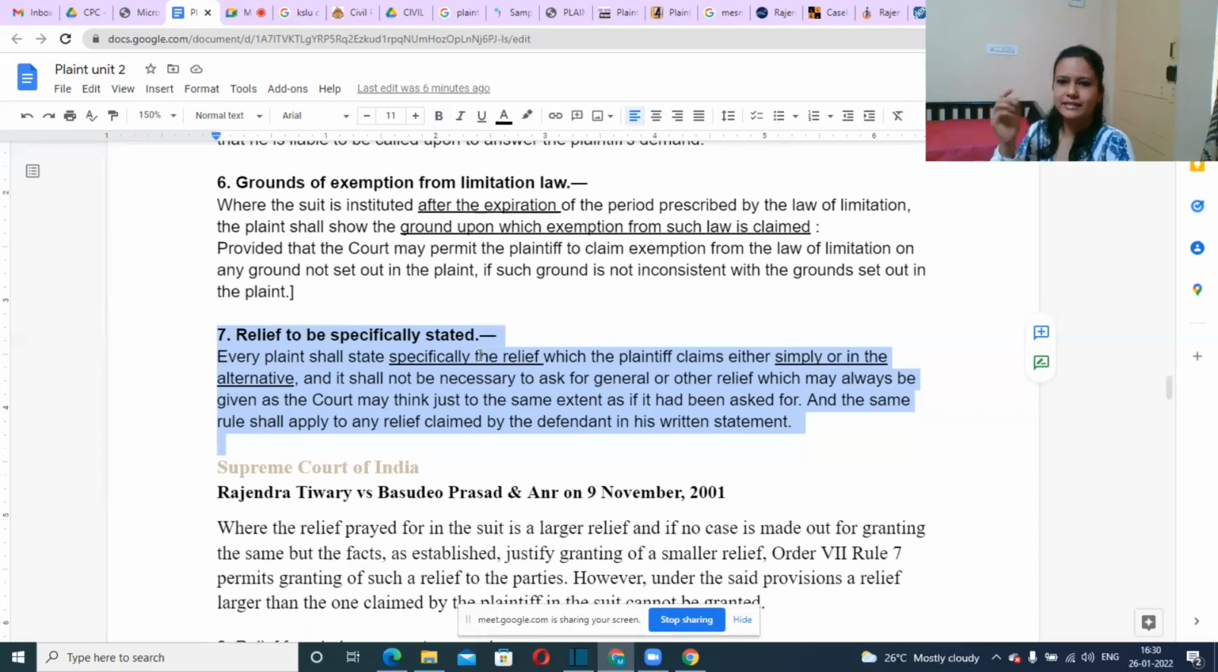Sometimes it may happen that maybe my neighbor was disturbing me by playing loud music all night. And after 5 months of suffering, I finally decided to go to court and file a case. In the plaint, I have mentioned that because of this situation I am disturbed, so I want an injunction order. I want the court to pass an injunction order and restrict my neighbor from playing loud music in the days to come.